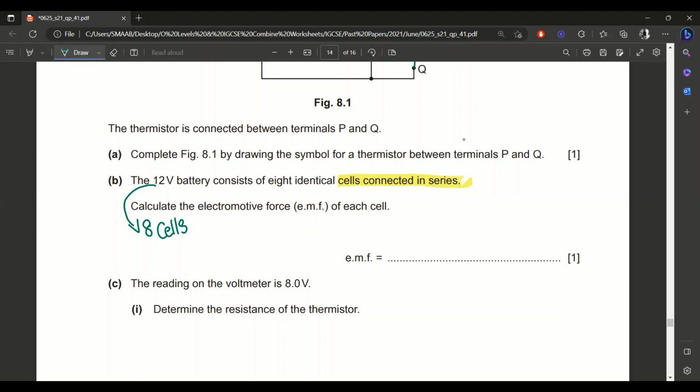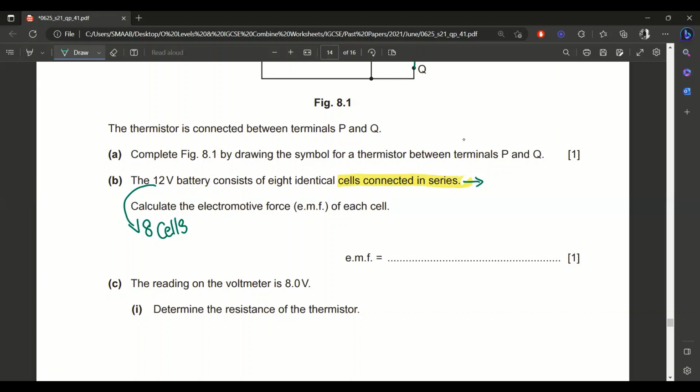And in series combination, first you need to know whether the EMF will increase, decrease, or what is the concept for the cell. Any idea that in series combination, the EMF of the cells are combined or different? They're the same. It means all will equal 12 volts, all cells.